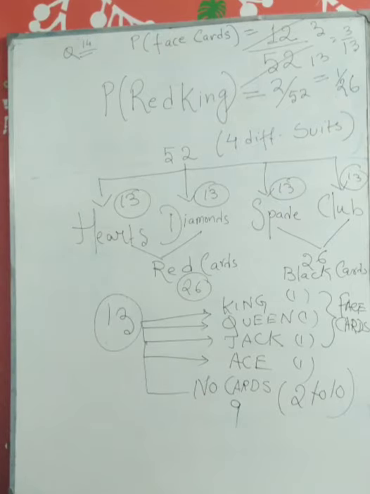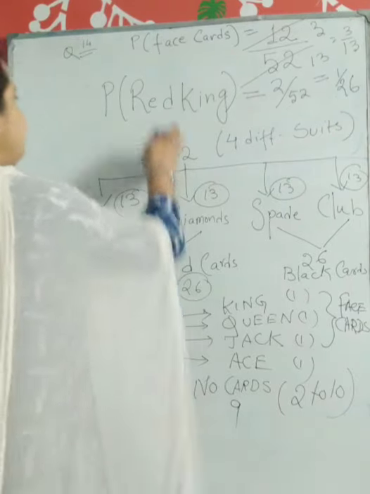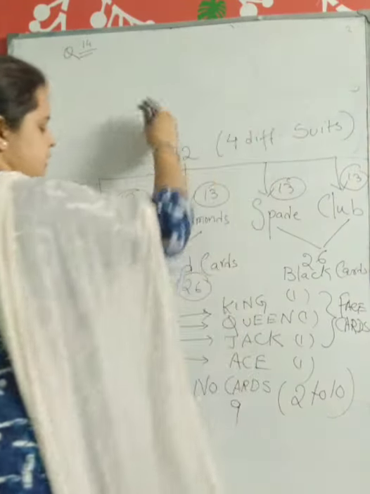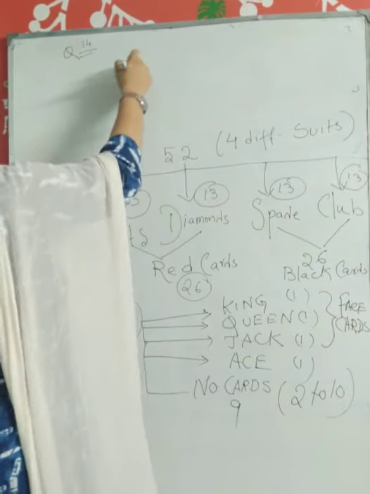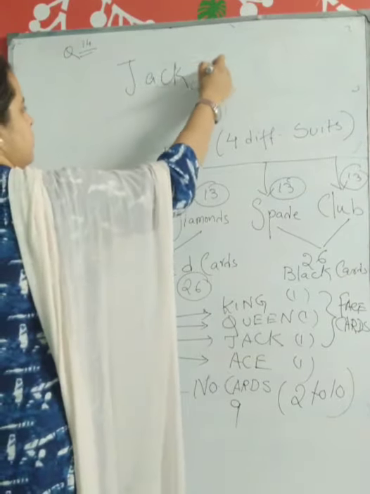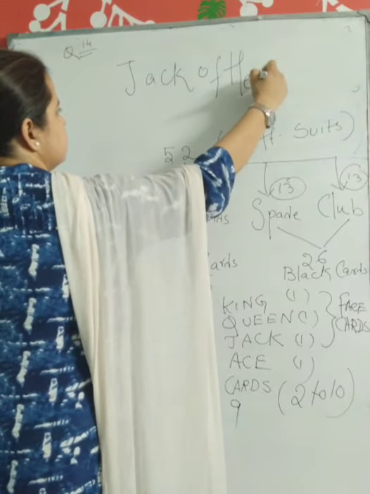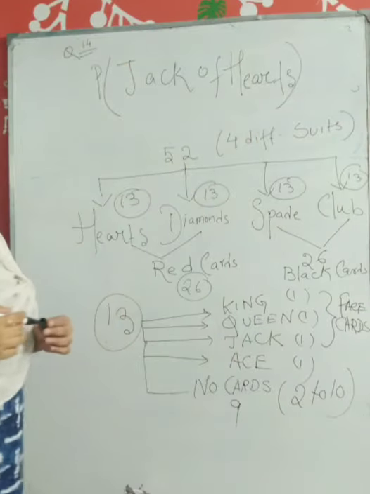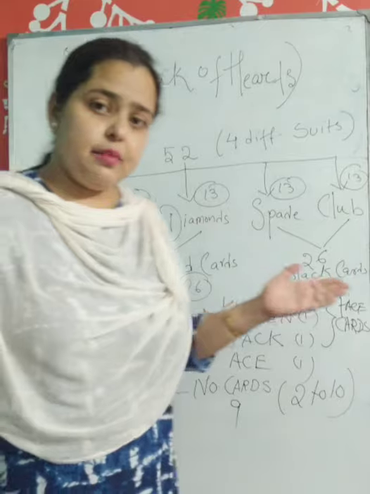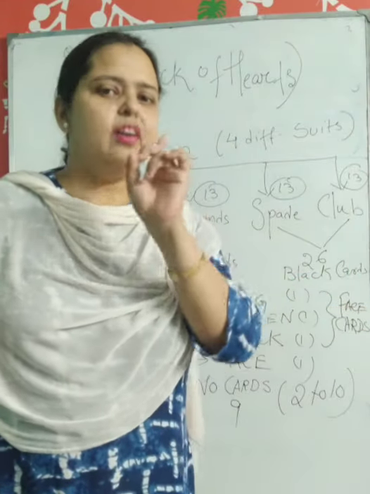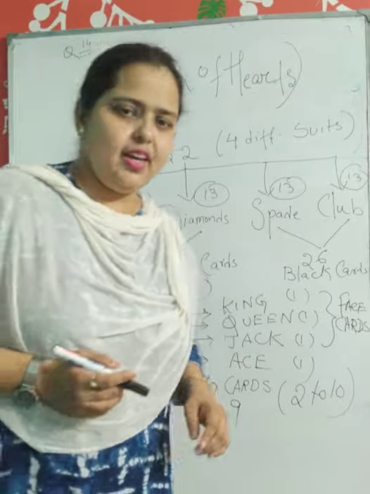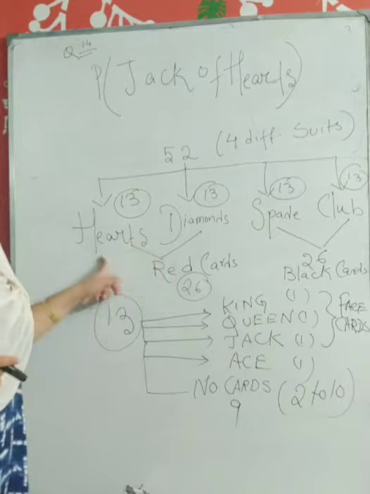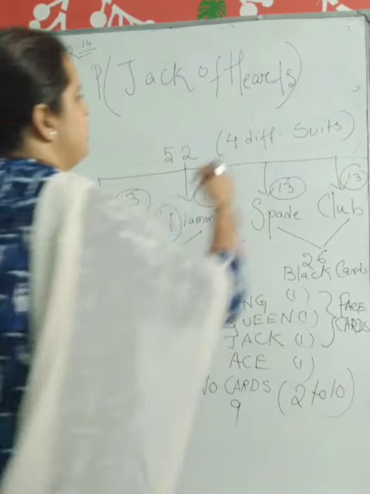Now, next category, if you are asked to find out the probability of the Jack of Hearts. So how many Jack of Hearts can be there? As we know, there can be only one Jack of Hearts. This is the heart category, and we have only one Jack for one category. So the answer will be 1 by 52.